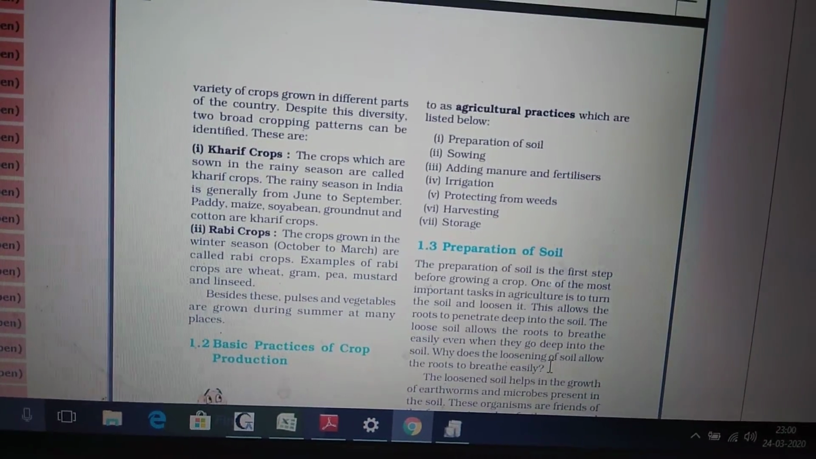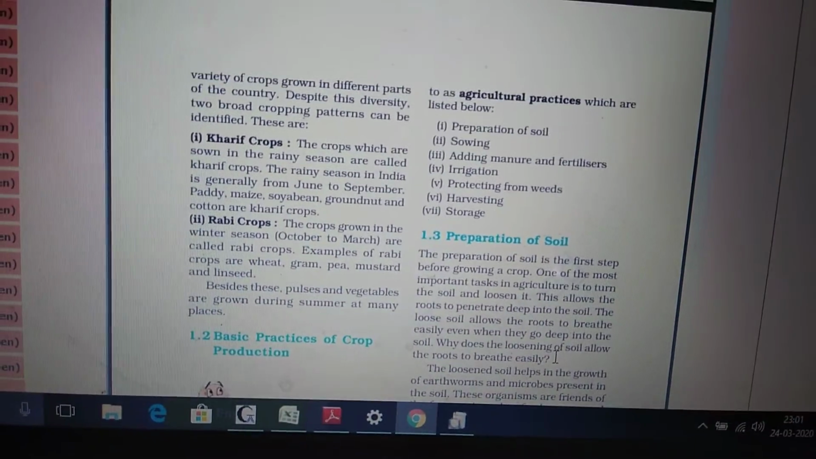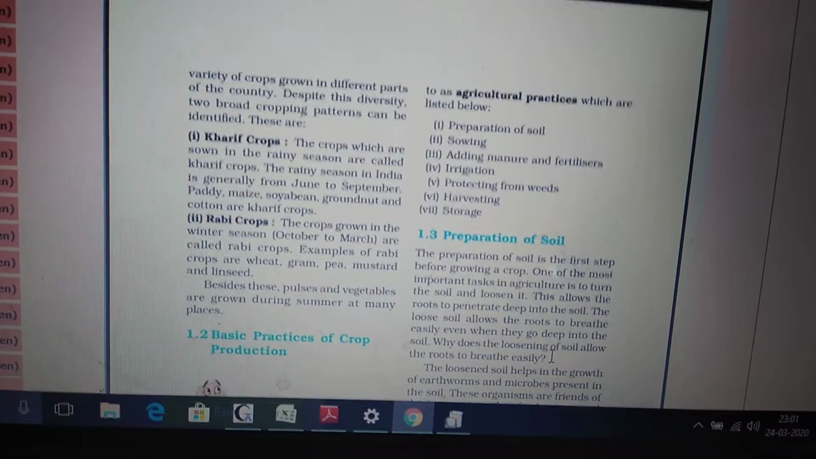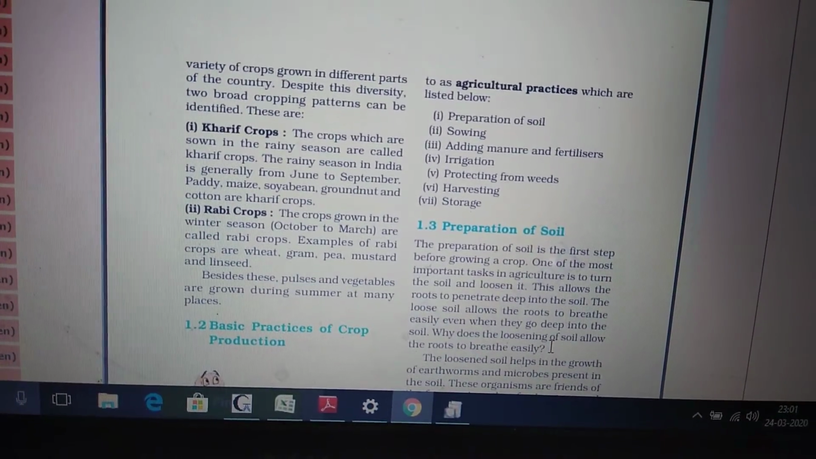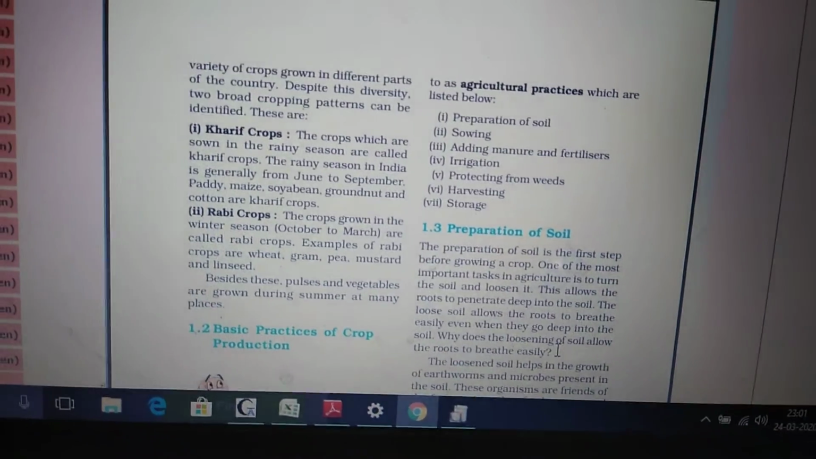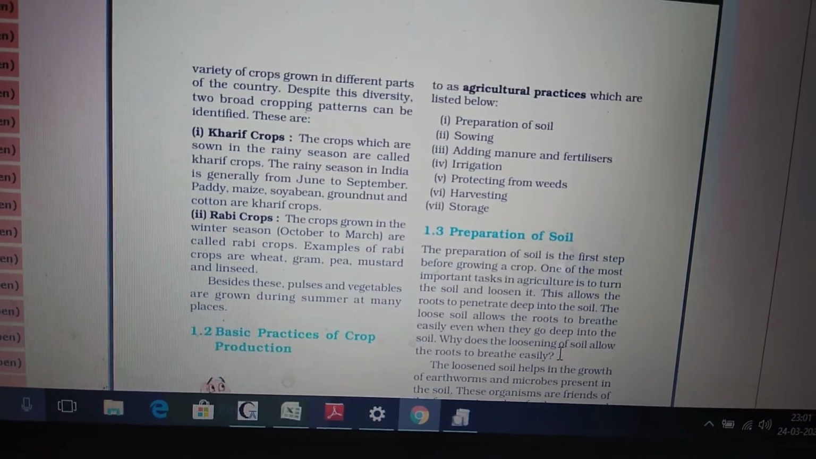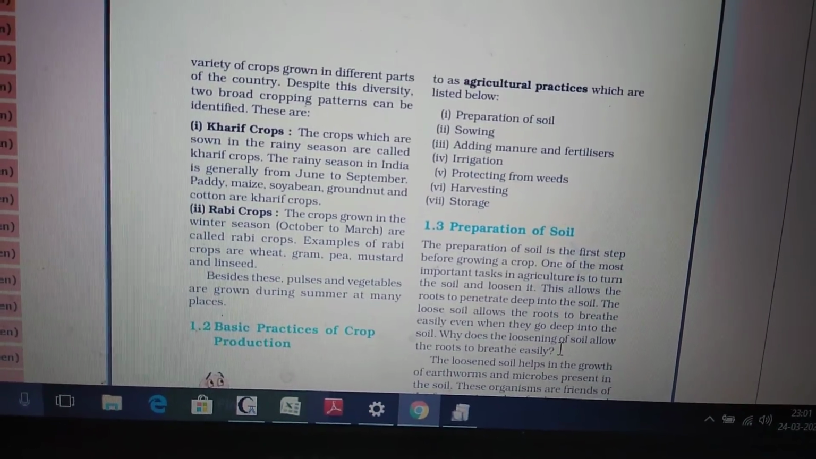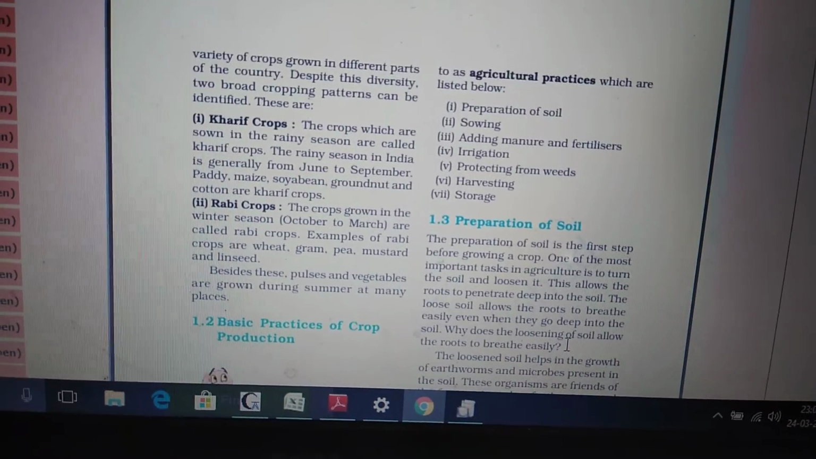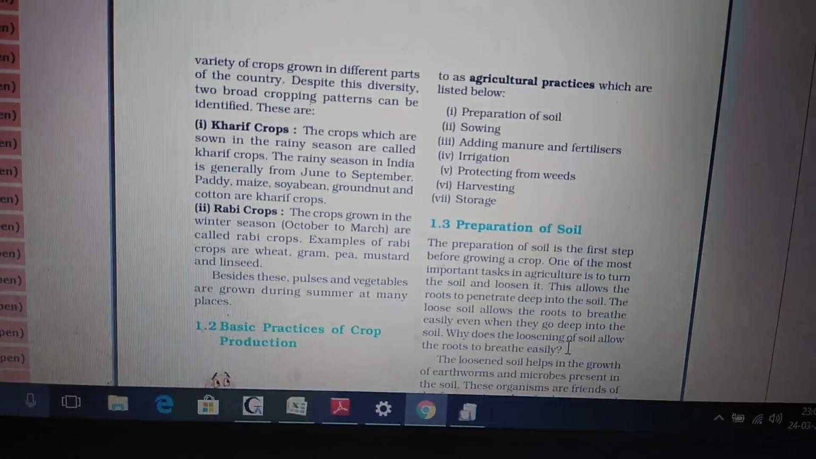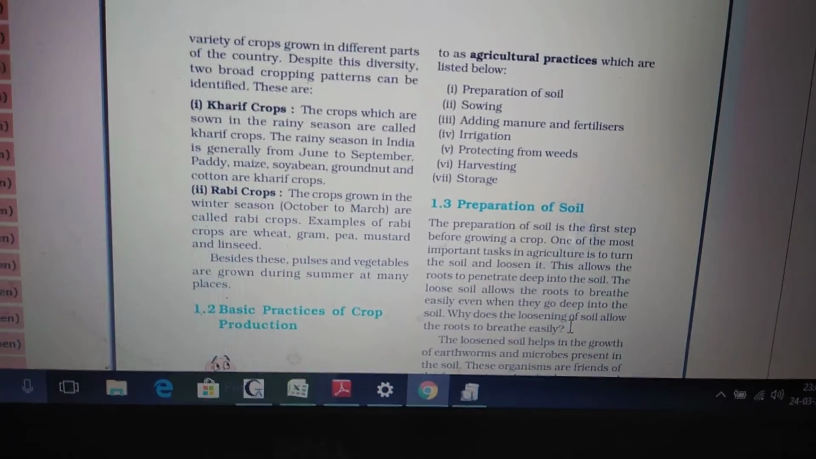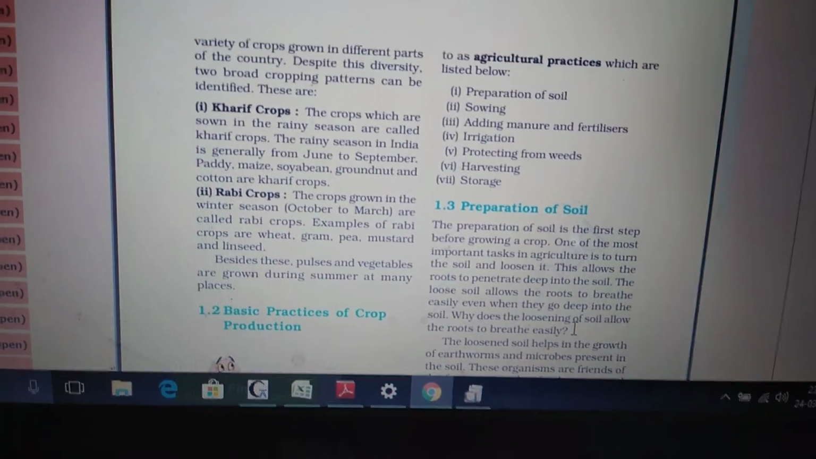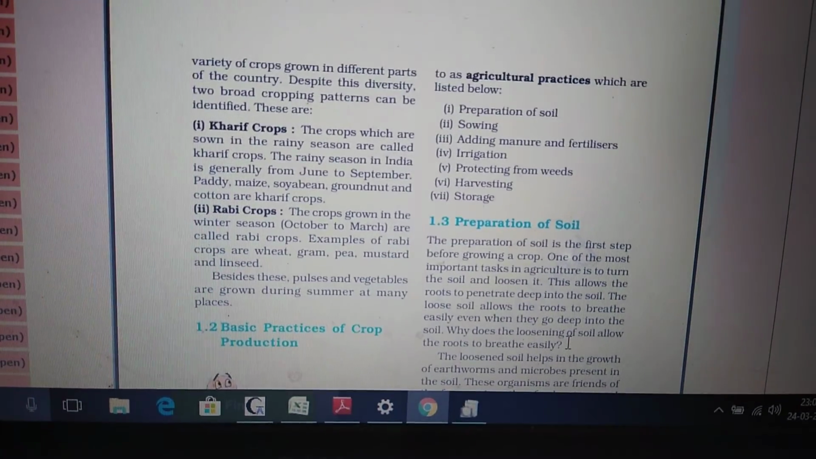Then we have the rabi crops. Rabi crops are basically the winter season crops. In the winter season, what all do you get to eat? You remember peas, then wheat, grams, all these high-protein things. We get all these in the winter. So winter crops are the rabi crops, and kharif crops are the monsoon crops or the rainy crops.